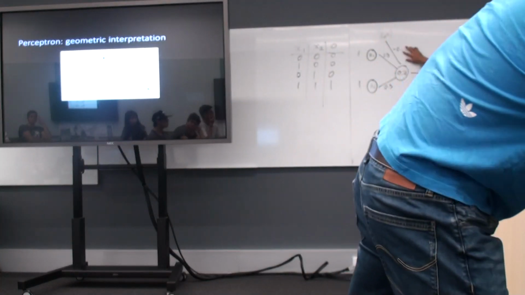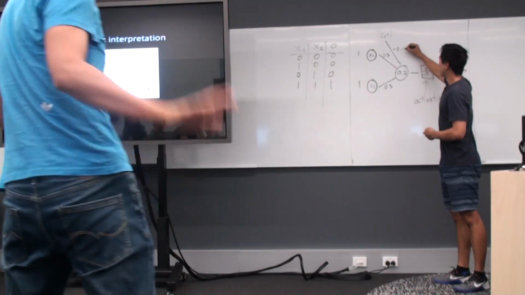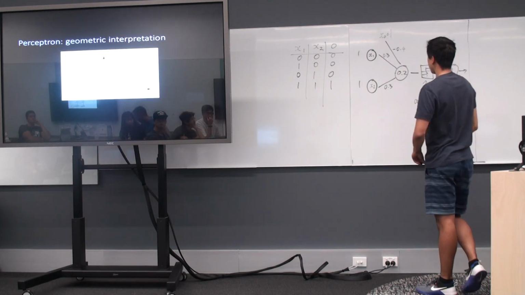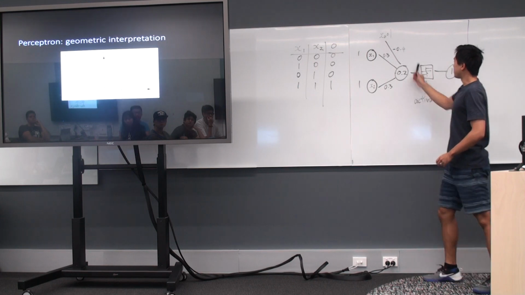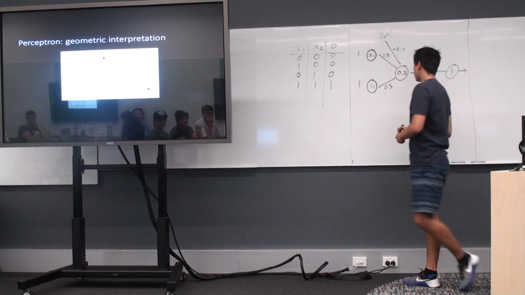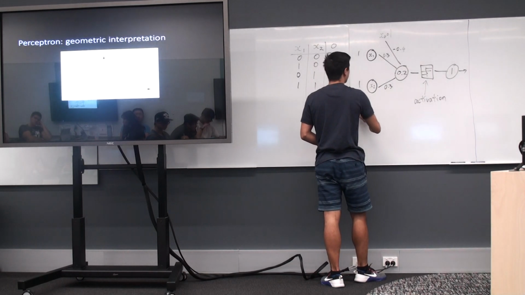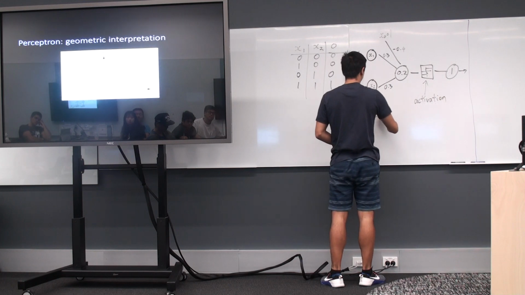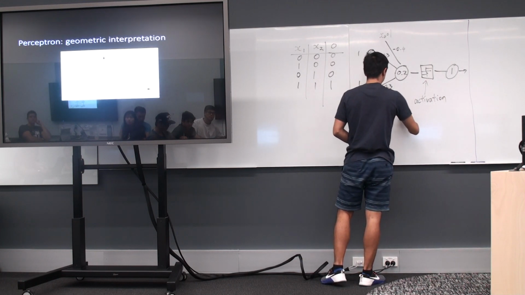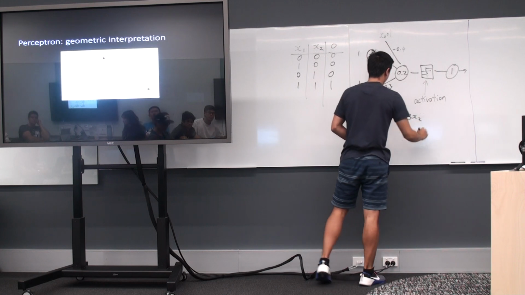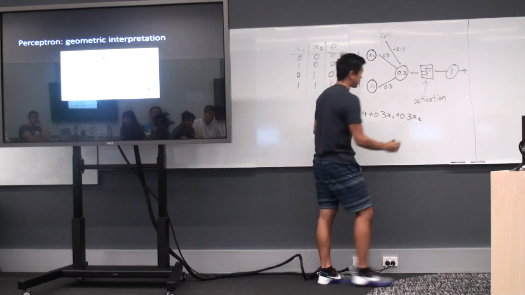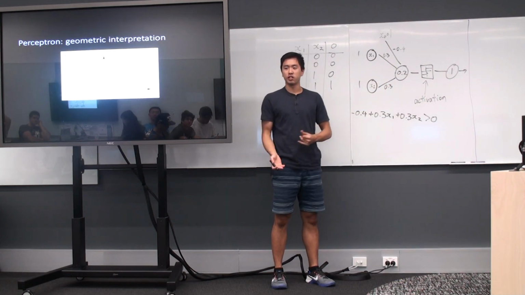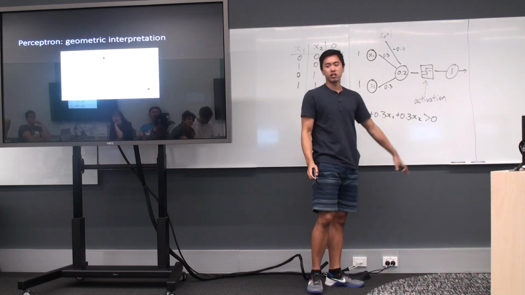So let's talk about the geometric interpretation of our original perceptron. What we have here is just minus 0.4 plus 0.3 x1 plus 0.3 x2. And then we're seeing if this thing is greater than 0. If it's greater than 0, we classify it as a 1. If it's less than or equal to 0, we classify it as a 0.